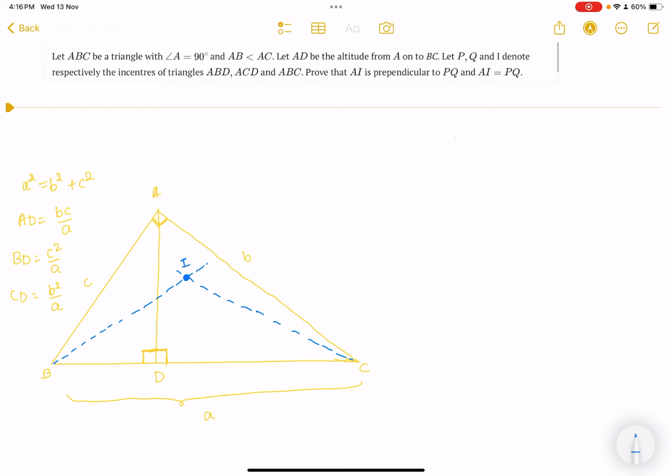And P is the incenter of triangle ABD. So P should lie on the angular bisector BI. So P will be somewhere here. And similarly Q should lie on CI. So let us say Q is somewhere here. Now, what do we have to do?